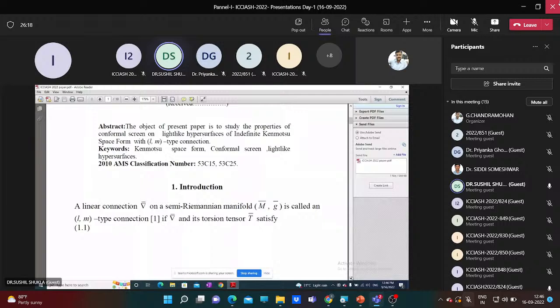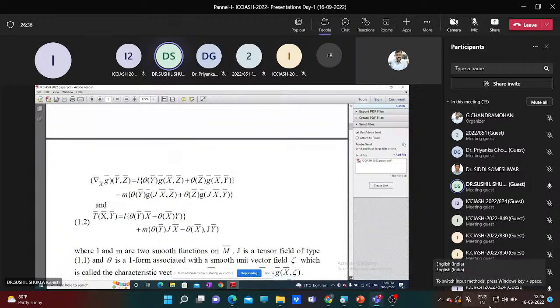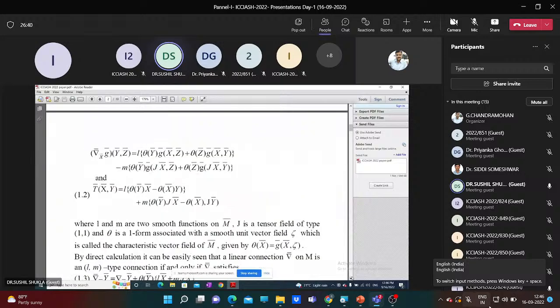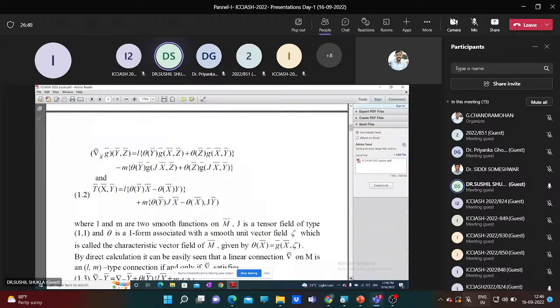A linear connection ∇̄ on a semi-Riemannian manifold (M̄, ḡ) is called an LM type connection if ∇̄ and its torsion tensor T̄ satisfy these two conditions, where L and M are two smooth functions on M̄, J is a tensor field of type (1,1), and θ is a one-form associated with a smooth unit vector field ξ, which is called the characteristic vector field of M̄, given by θ(X̄) = ḡ(X̄, ξ).